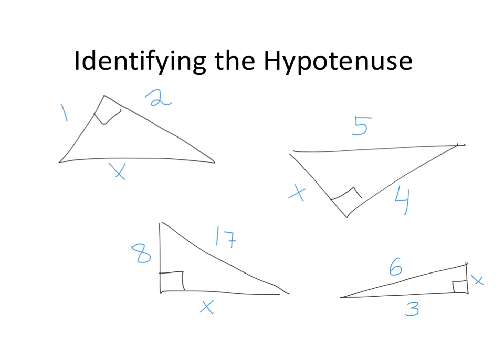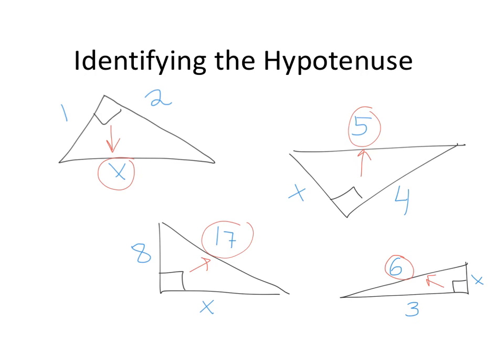Again, just to reiterate, finding the hypotenuse, I'm going to draw a bunch of right triangles, and we're going to identify the hypotenuse on each of them and set up the Pythagorean theorem. In each of these examples or diagrams right here, we are going to successfully identify the hypotenuse. It's opposite the right angle in each one. Again, the Pythagorean theorem only works for right triangles.